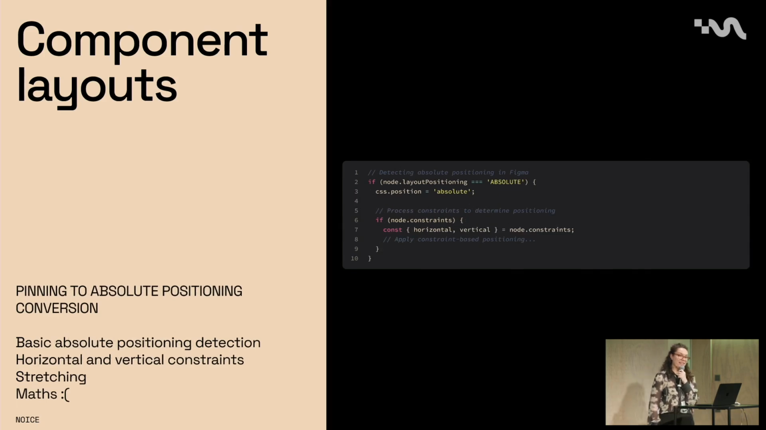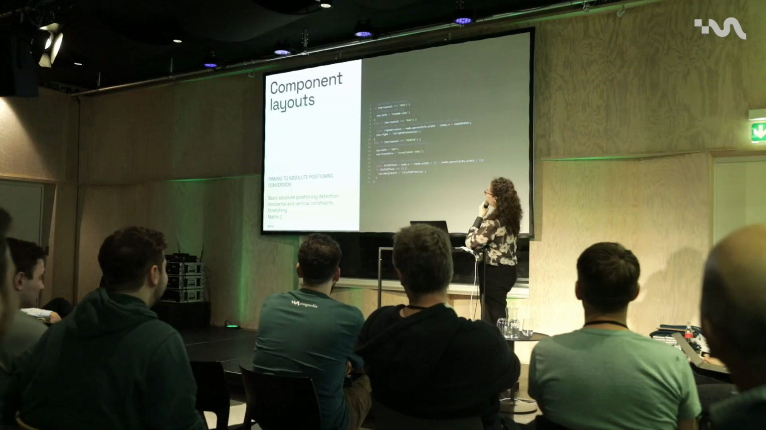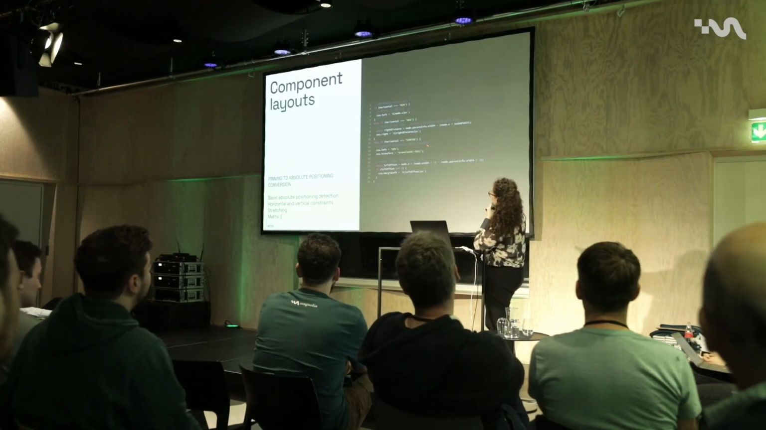Absolute positioning, on the other hand, is a little bit more complex. We detect when Figma uses absolute positioning, then process constraints to determine the CSS positioning. This involves horizontal and vertical constraints, stretching behavior, and unfortunately for me, a designer, a little bit of maths. It is literally simple arithmetic, and I'm not very good at it. So we can see here, min pins to the left. That's pretty simple. Center stays center.